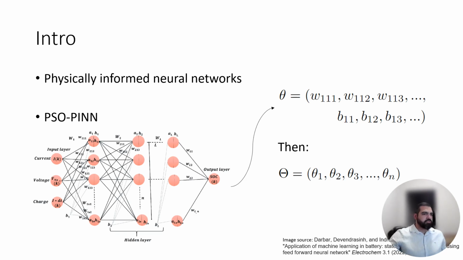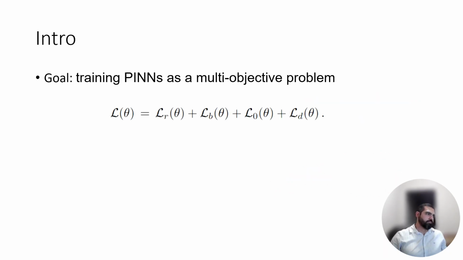We also have to discuss what particle swarm optimization for PINNs is. It is a method to train the PINNs using particle swarm optimization. We encode the whole neural network into a vector. So each weight and bias here will be a position on this vector theta. And then we create a number of neural networks, each one represented here by a theta. And this set of vectors would be our swarm.